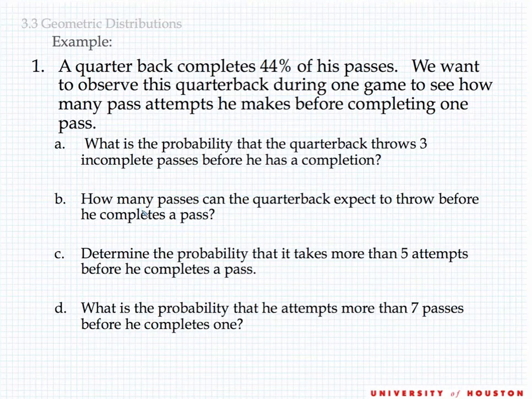Let's look at some examples. Example 1. A quarterback completes 44% of his passes. We want to observe this quarterback during one game to see how many pass attempts he makes before completing one pass. So this 44% is his probability of success. Now his probability of failure is 1 minus that, which will be 0.56. What is the probability the quarterback will throw 3 incomplete passes before he has a completion? So in other words, he will have a completion on the 4th attempt.